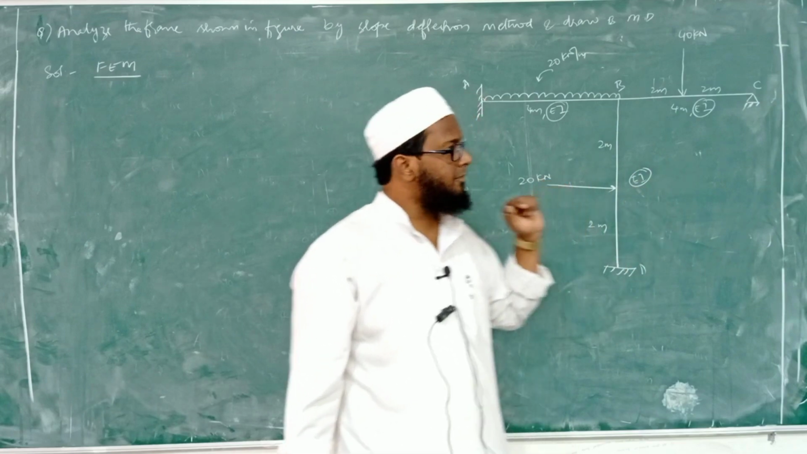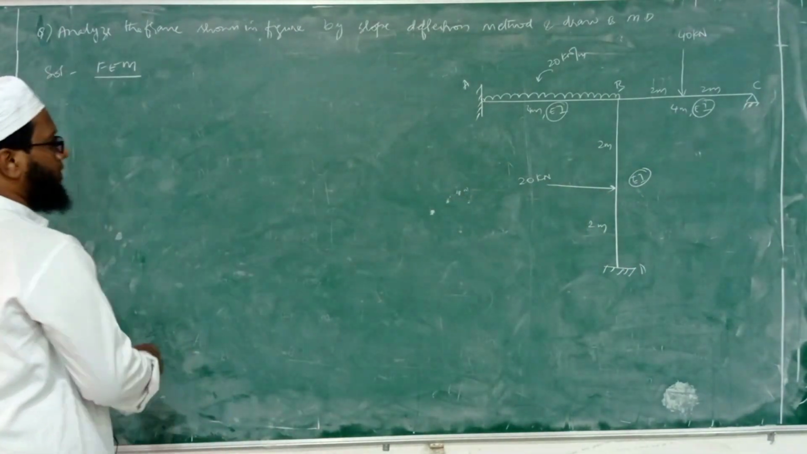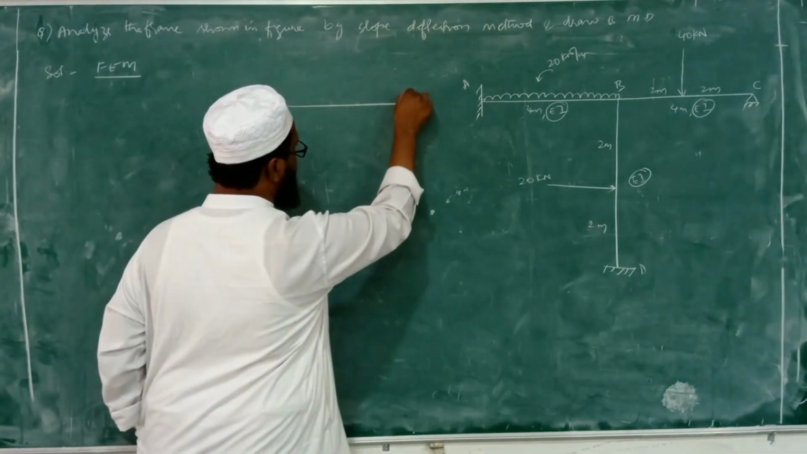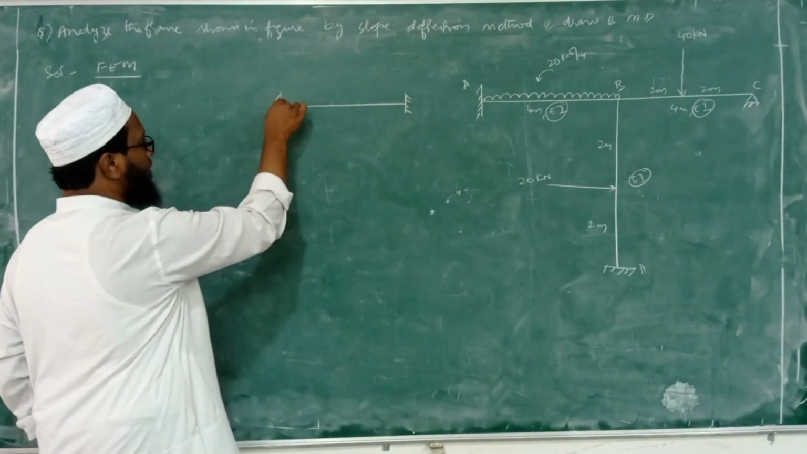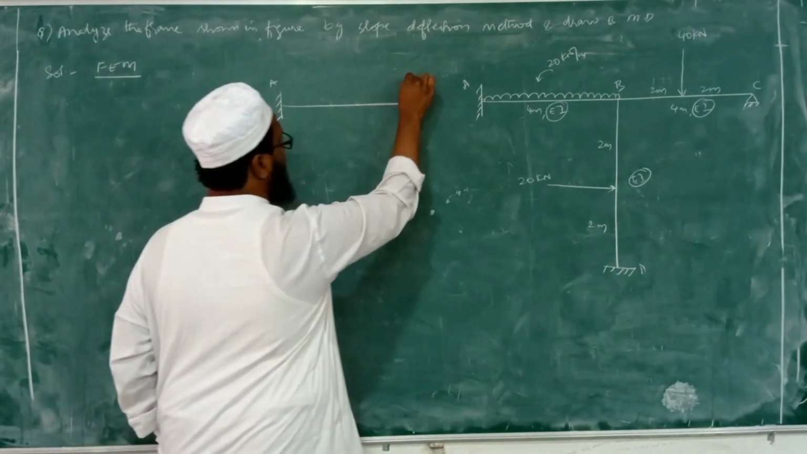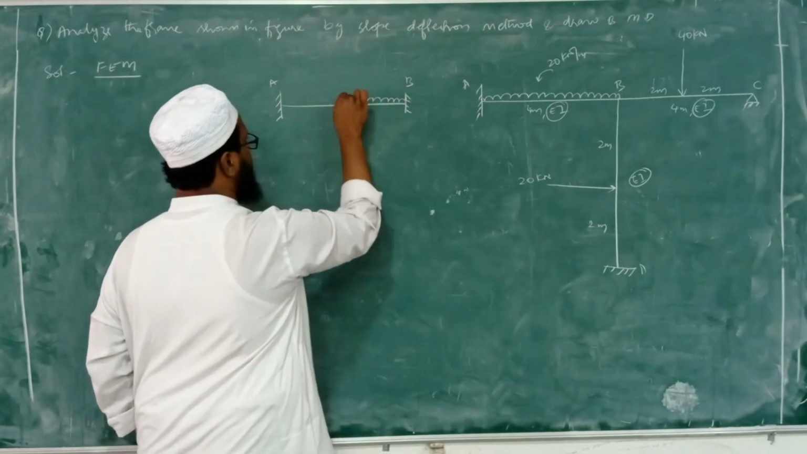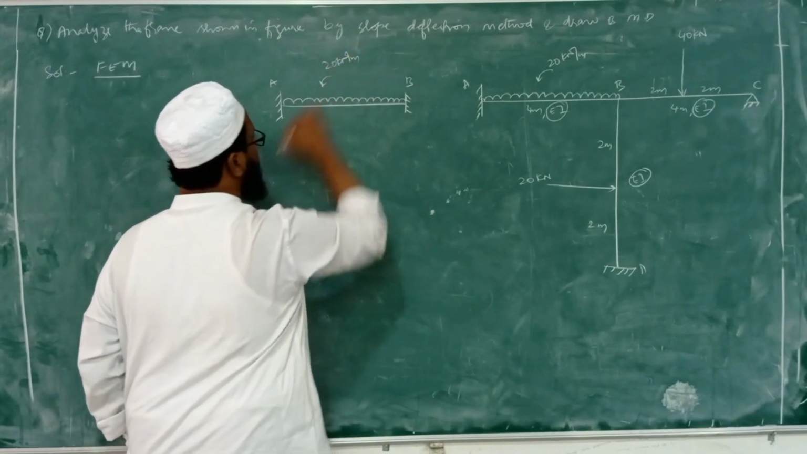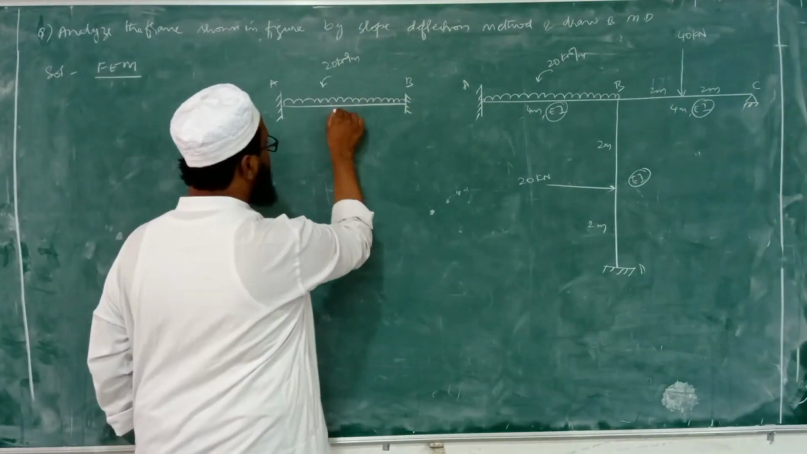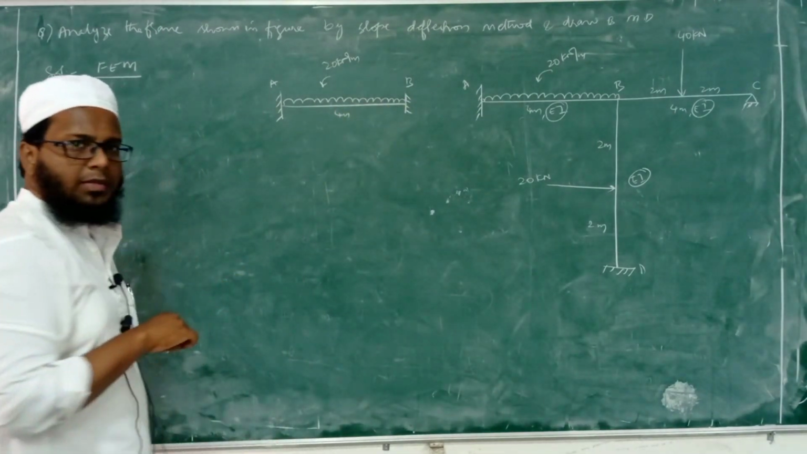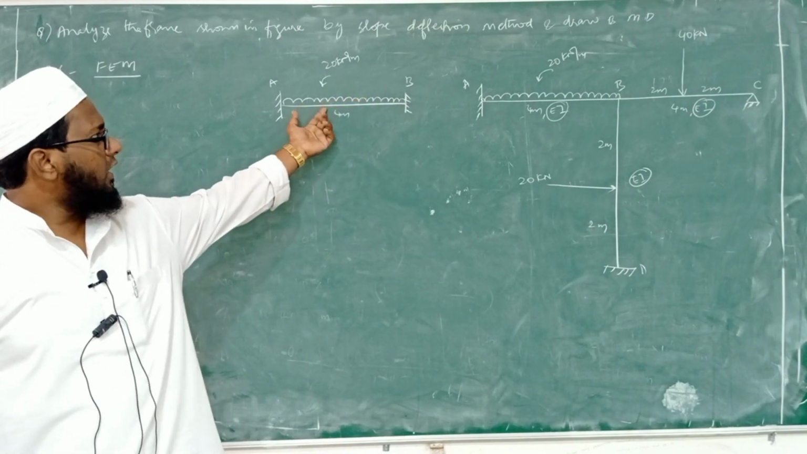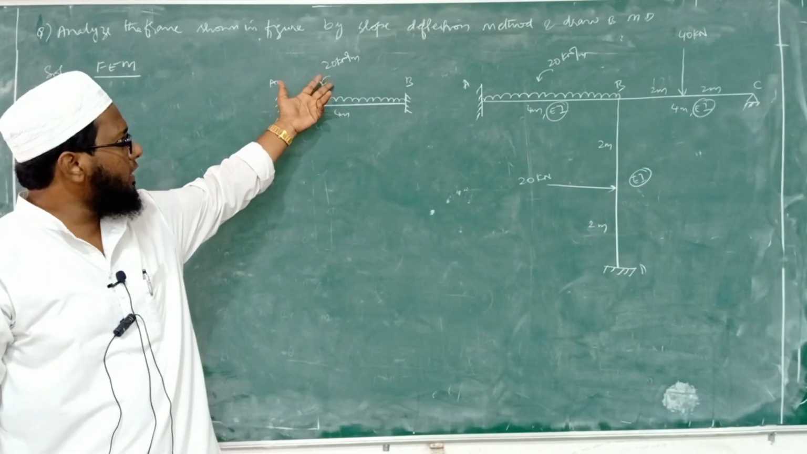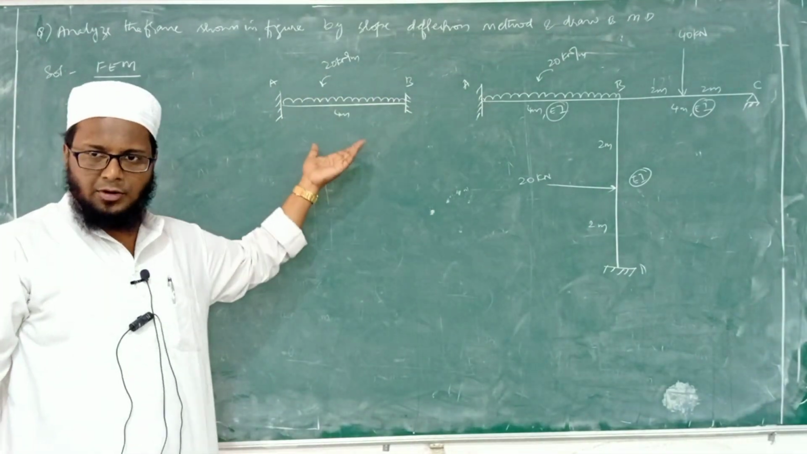AB, BC and CD. So first we'll take AB. If you take AB here, I will draw the figure here so that it will be easy for us to understand. So we'll fix AB, A, B, and the load on AB is 20 kilonewton per meter, and the span is 4 meters. Now because of this UDL, what is the intensity of UDL? 20 kilonewton per meter. So because of this UDL, my beam will try to get deflected in downward direction.